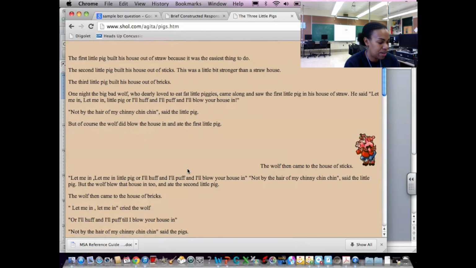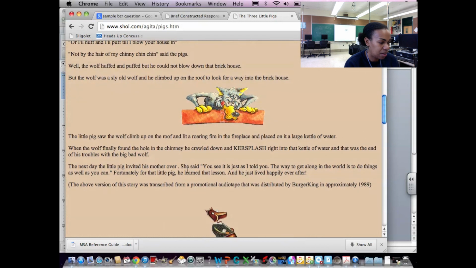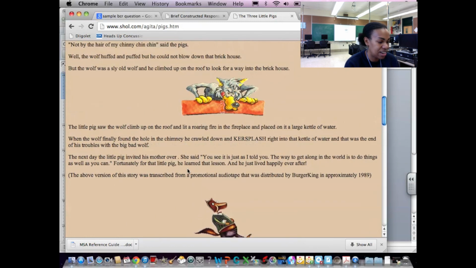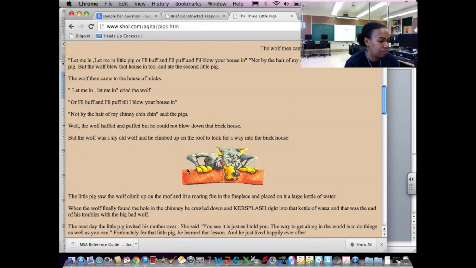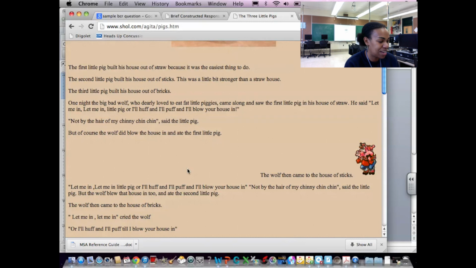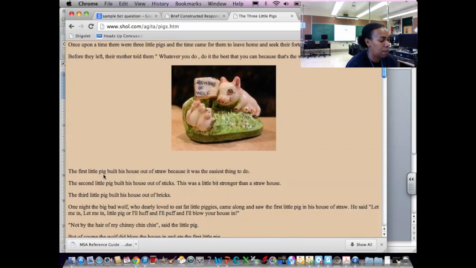Okay, and let's see what happens here. Of course, we already know. The wolf comes along, blows down the house, and pretty much wrecks the house and eats the pig. And this is a really mean version, but okay. So the first little pig built his house out of straw because it was the easiest thing to do.